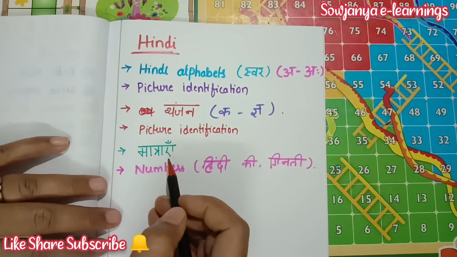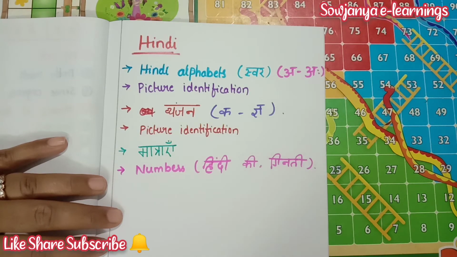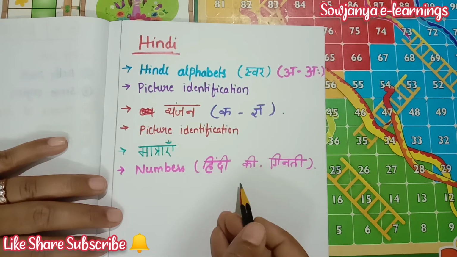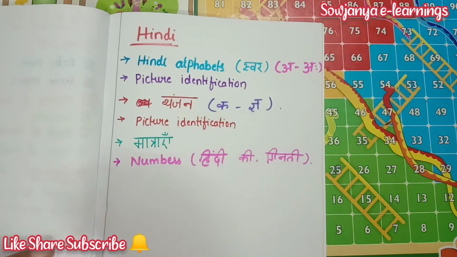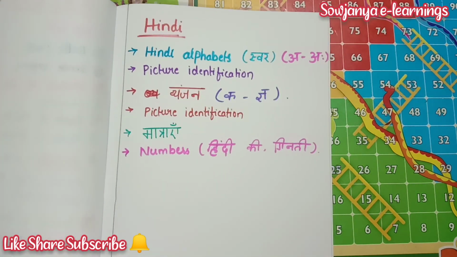And matras. They will have matras. Matras means A ki matra, choti E ki matra, badi E ki matra, like that they will have those matras. And numbers. Hindi numbers we have to teach them. Like fruits, vegetables, those names we have to tell them in Hindi. This is the syllabus for UKG we have.